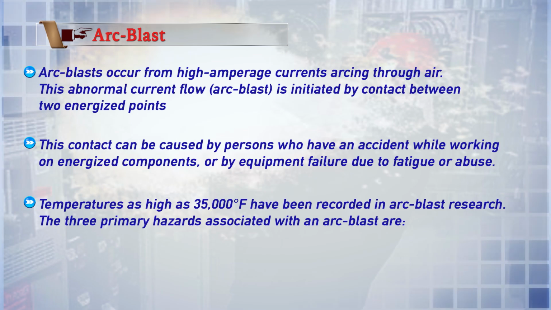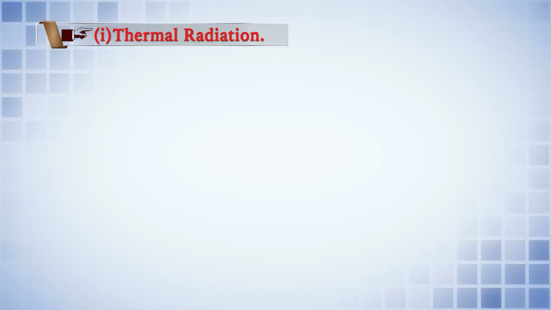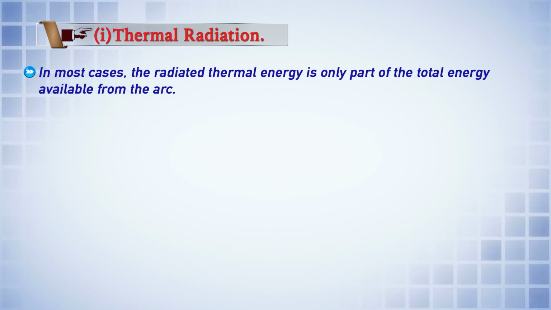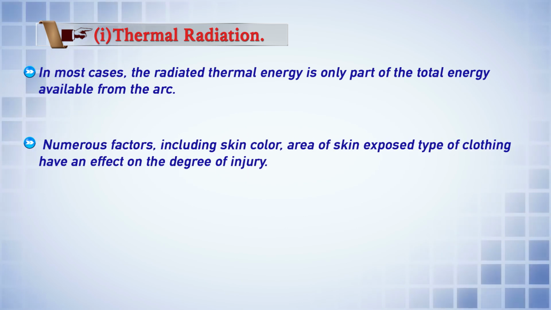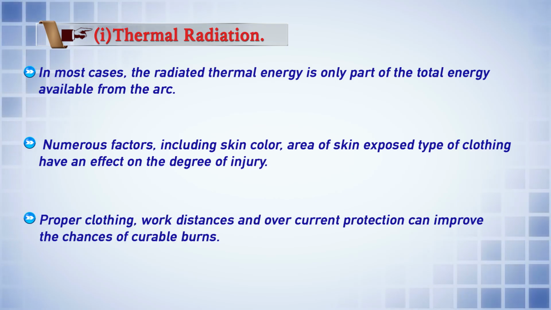There are three primary hazards associated with arc blast. One by one we will discuss them. First is thermal radiation. In most cases, the radiated thermal energy is only part of the total energy available from the arc. Numerous factors including skin color, area of skin exposed, and type of clothing have an effect on the degree of injury. Proper clothing, work distance and overcurrent protection can improve the chance of a curable burn.